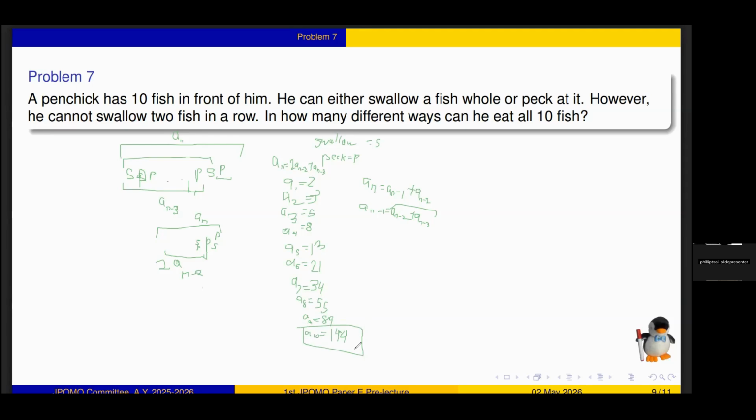Yeah, you're right though. Either way, the number of ways is the Fibonacci sequence. Does anybody have any questions?